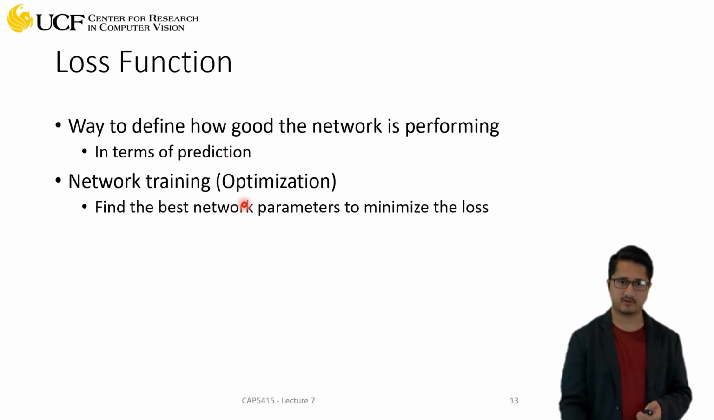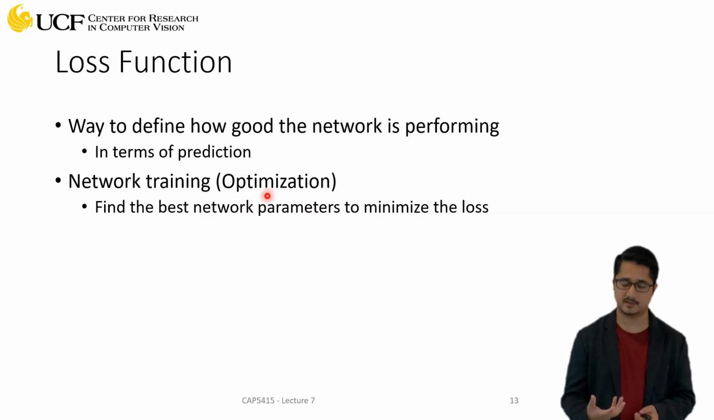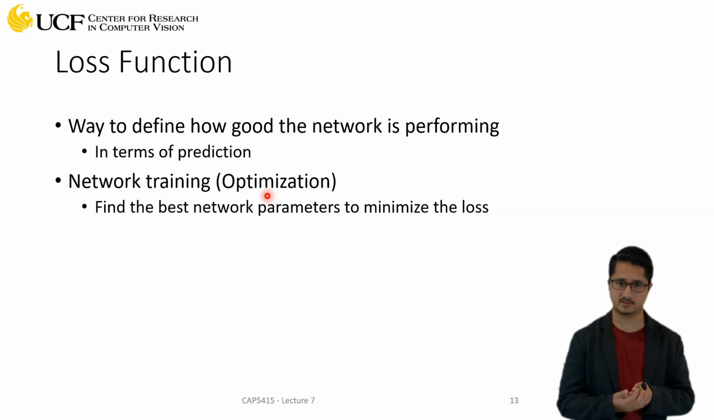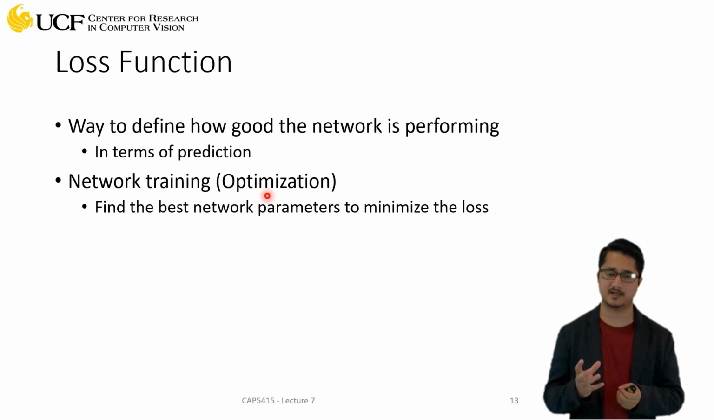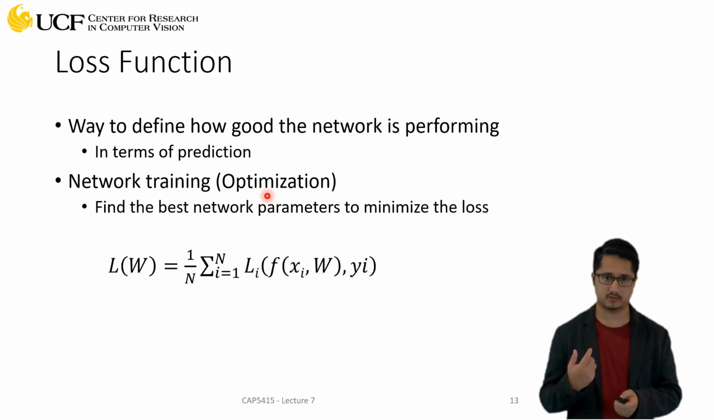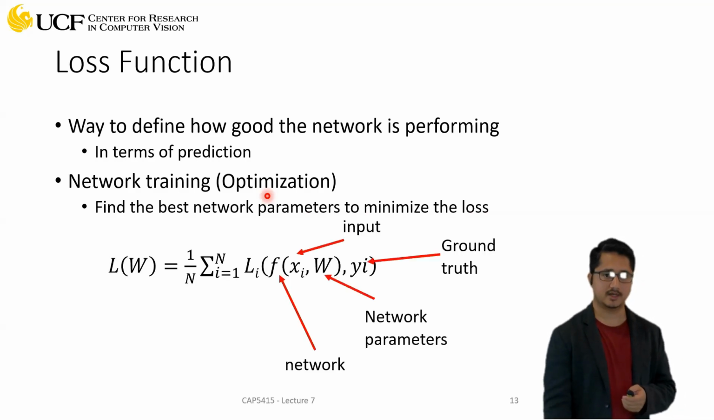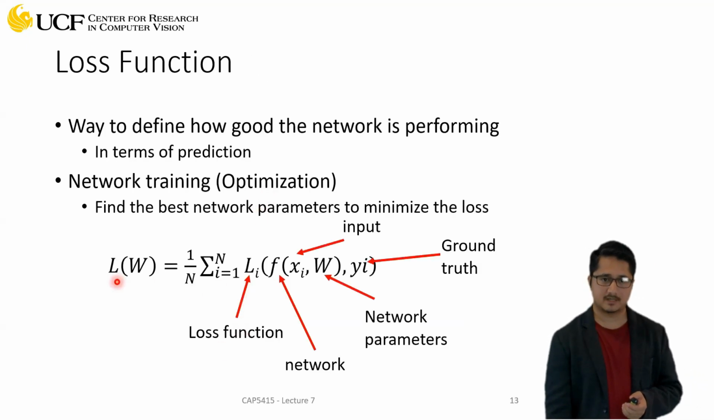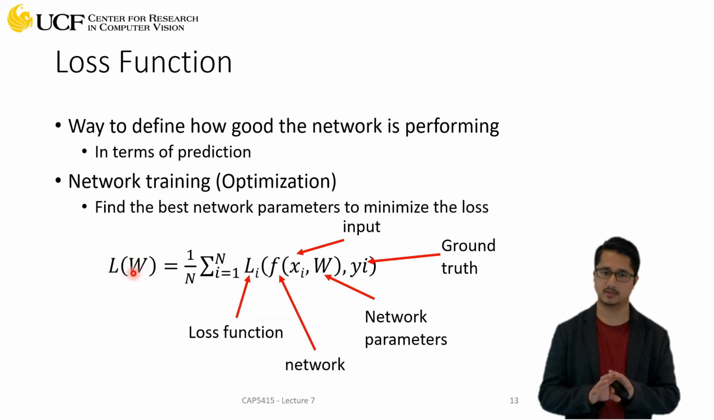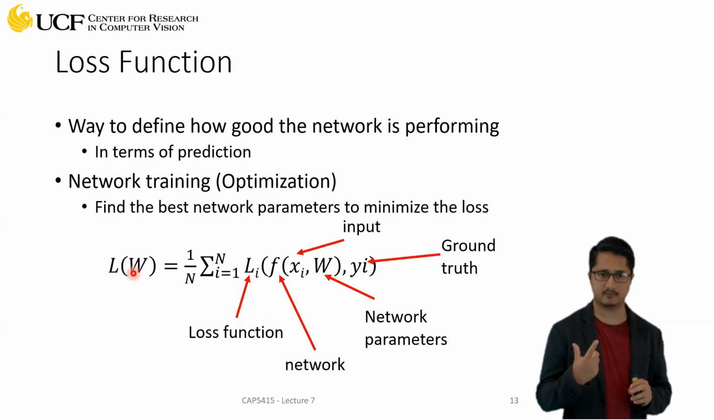Okay, so network training is actually a kind of optimization. What you're optimizing are the network weights, so that whatever prediction your network makes is very close to the ground truth. And the idea is, let's say your loss function is defined by this formula. This big W over here represents all the network weights. Not just one layer, one kernel.